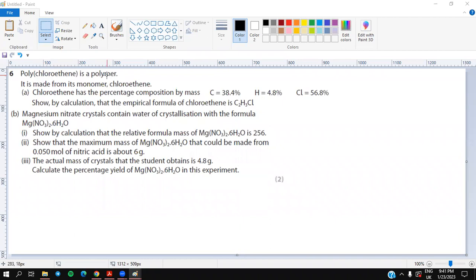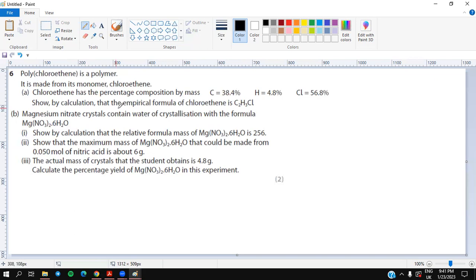Polychloroethane is a polymer. You may not understand what this means, but just imagine it's a substance, something like plastic. It is made from its monomer, chloroethene. Simply understand this substance is made from another compound called chloroethene. That's not our concern. Our concern is this: chloroethene has a percentage composition by mass of carbon, hydrogen, and chlorine. Their percentage values are given.